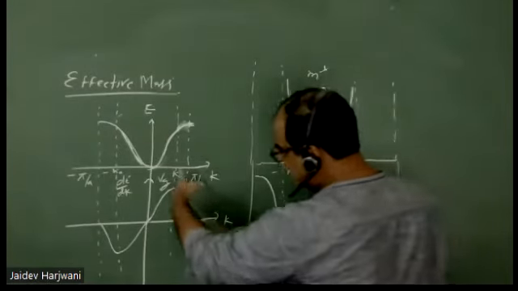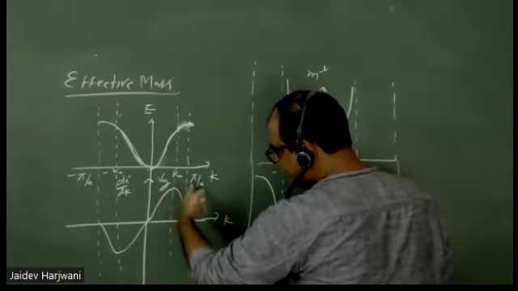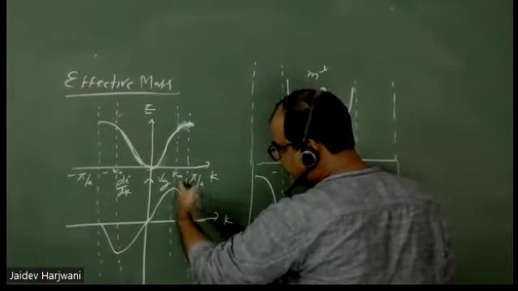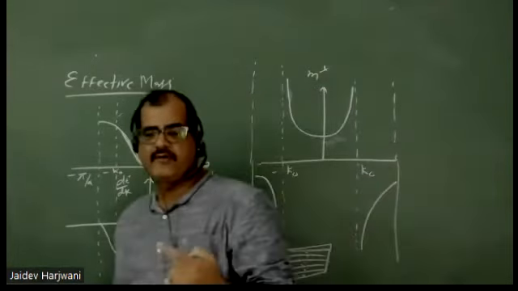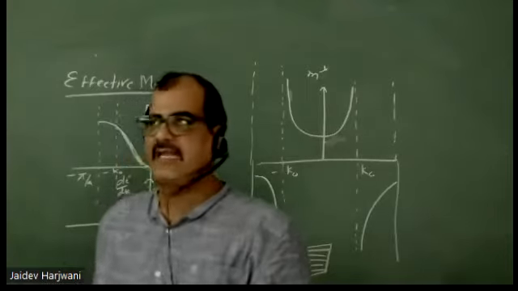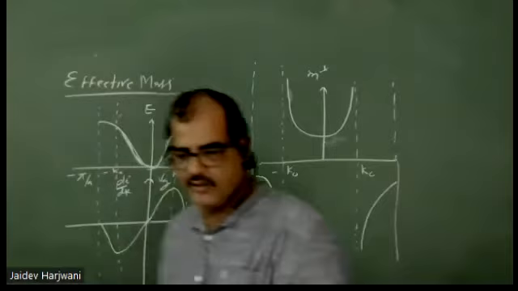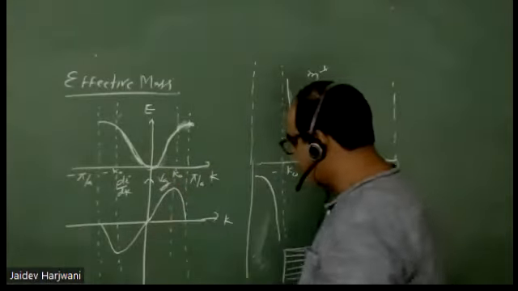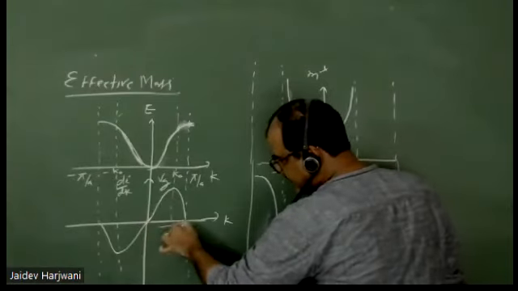So what happens here? First we'll discuss when your k is at the edge, or top of the band, k equal to pi by a. At that time, what happens? Scattering takes place. I told you that at k equal to pi by a, diffraction happens. Okay, so you are applying some electric field. Now what happens when you apply some electric field and your electron comes here, at the boundary?